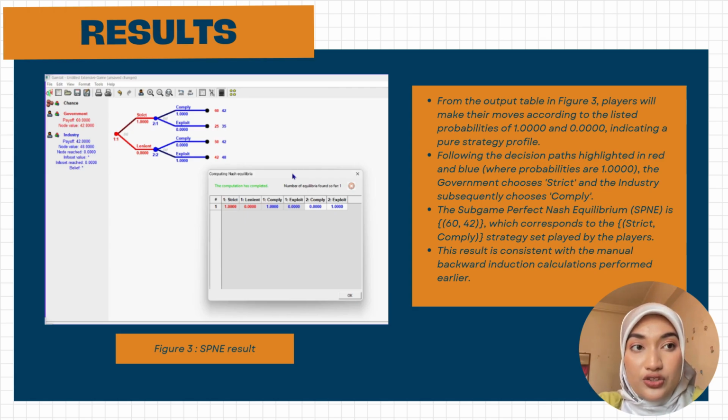The following discussion path is highlighted in red and blue where probabilities are 1, and the government chooses strict and the industry subsequently chooses comply. The SPNE, subgame perfect Nash equilibrium, is 60-42, which corresponds to strict and comply, the strategy set by the players. This result is consistent with the manual backward induction calculation performed earlier. That's all. I give to the next presenter.